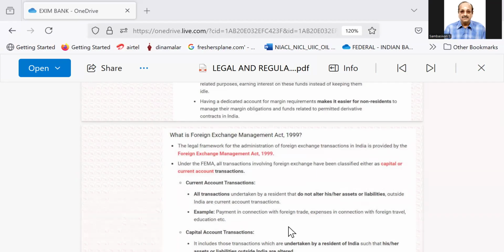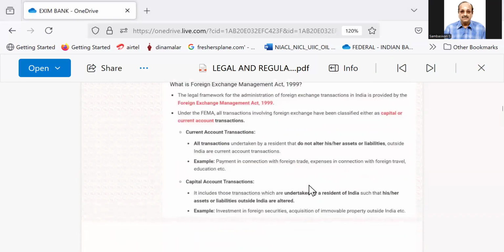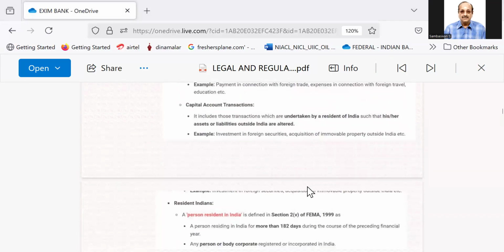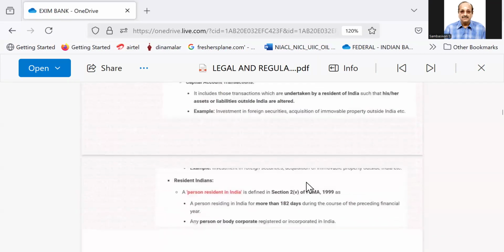Example: payment in connection with foreign trade, expenses in connection with foreign travel, education, etc. Capital account transactions include transactions undertaken by a resident of India such that his or her assets or liabilities outside India are altered. Example: investment in foreign securities, acquisition of immovable property outside India, etc.